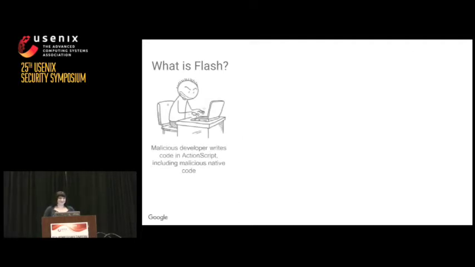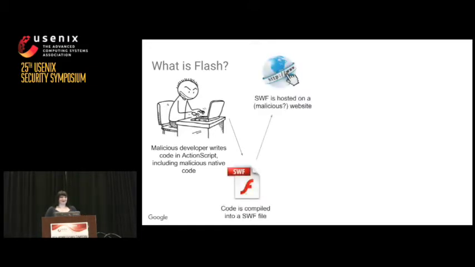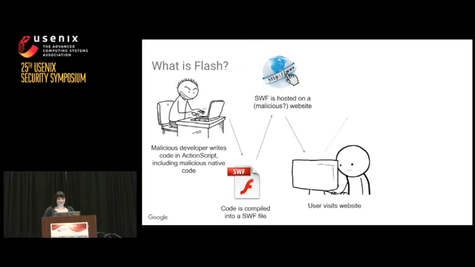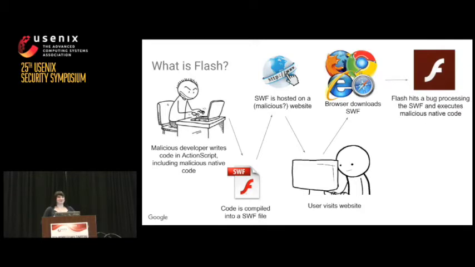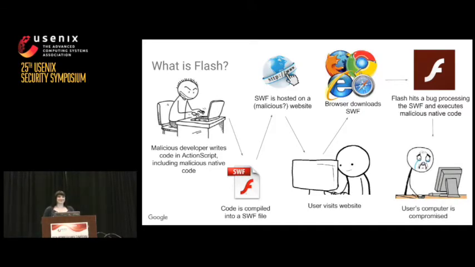Now, the problem I'm trying to solve is that there is a malicious developer who writes a malicious SWF, usually in ActionScript, though sometimes they'll write a SWF directly. And then they put it on a website. It could be a malicious website they own, or they could have somehow compromised someone else's website. But regardless, they convince the user to browse there, and then the browser downloads the SWF, and then the Flash plugin parses the SWF in such a way that it leads to arbitrary code being executed, even though the Flash player doesn't normally allow this. And then the user is very sad because they've been compromised.